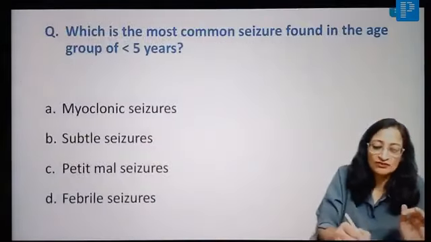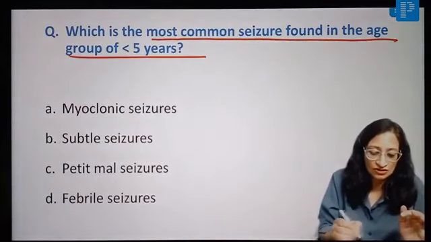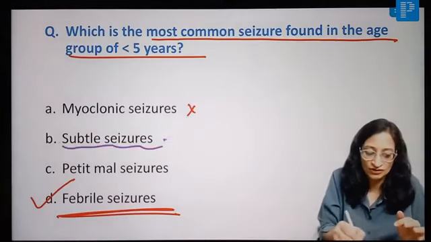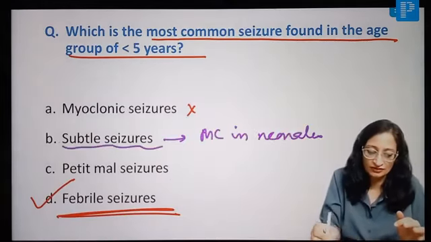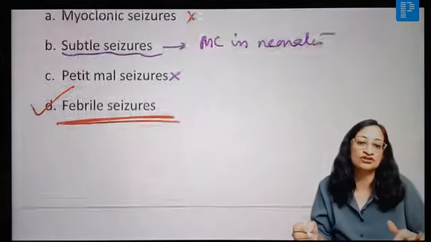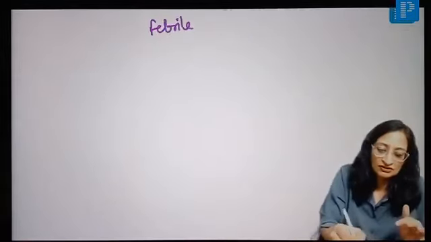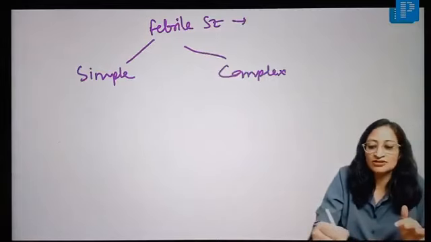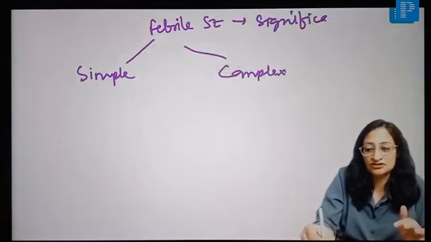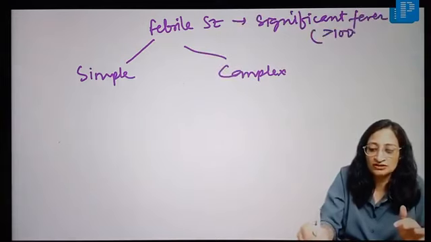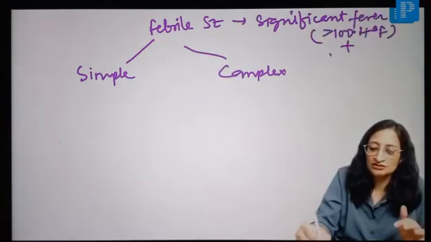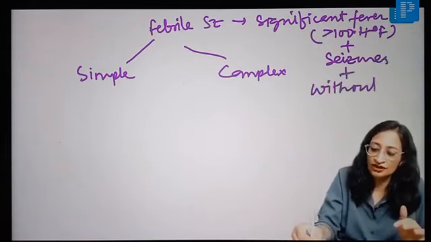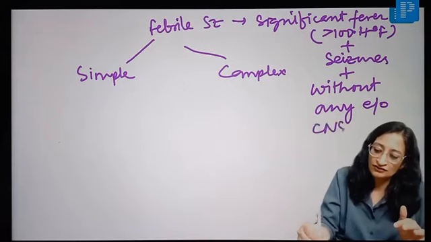Which of the following is the most common seizure found in the age group of less than 5 years? Less than 5 years, the most common cause of seizures is febrile seizures. It's not myoclonic. Subtle seizures are the most common in neonates. Febrile seizures can be simple or complex. Febrile seizures occur with significant fever, more than 100.4 degrees Fahrenheit, plus seizures without any evidence of CNS infection.